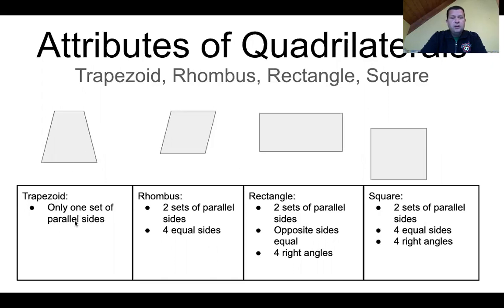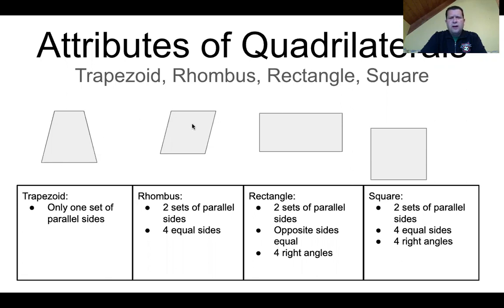All right, so the first one is the trapezoid, and this is sort of the oddball. A trapezoid really has one key attribute, and that is only one set of parallel sides. So if you look at this trapezoid, you have this line and this line is parallel. It would go on, those two would go on forever and would never come together. That is one set of parallel sides. These are not parallel. So you only have one set of parallel sides with a trapezoid.